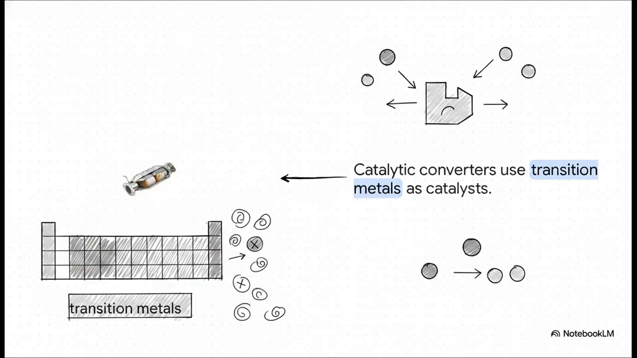And it's not just about extraction. Check out this catalytic converter from a car exhaust. It uses transition metals. Those are the ones sitting in the big middle block of the periodic table, like palladium, platinum, and rhodium. These metals act as catalysts. That means they can drastically speed up a chemical reaction, turning toxic exhaust gases into safer ones without actually getting used up themselves. Pretty clever, right?